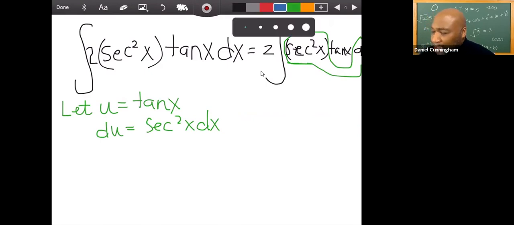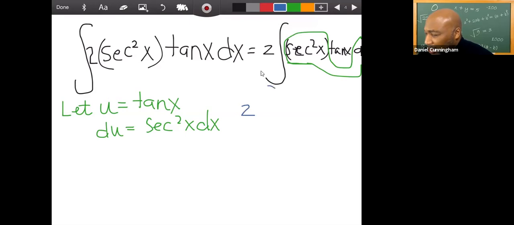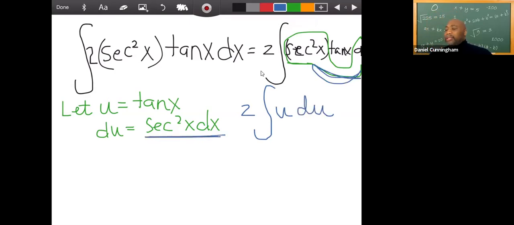So if I rewrite this, let's do blue. I'm going to say 2 on the outside, the integral of the tangent, and I'm going to say the tangent is u, and this green piece that I circled is du. That is exactly du, the secant squared of x dx.